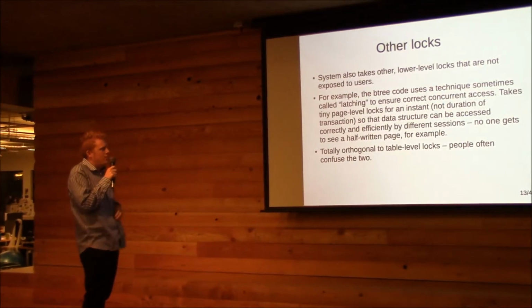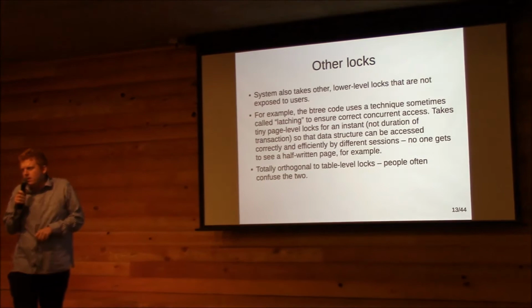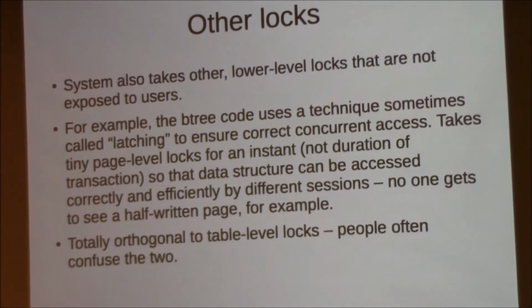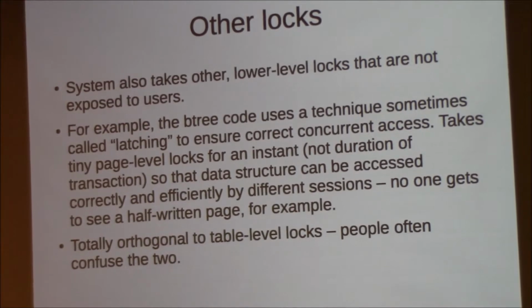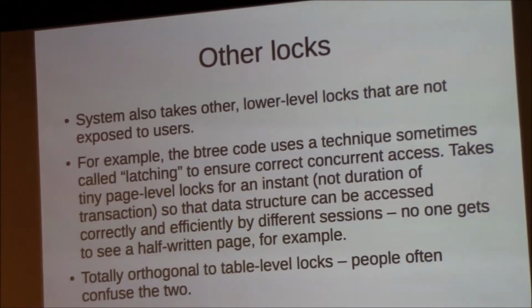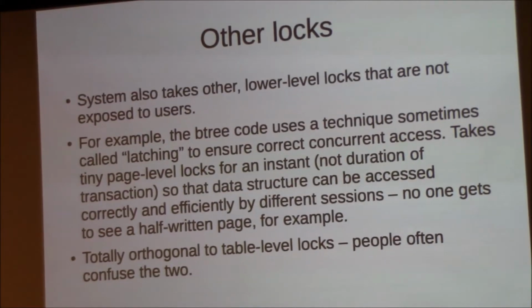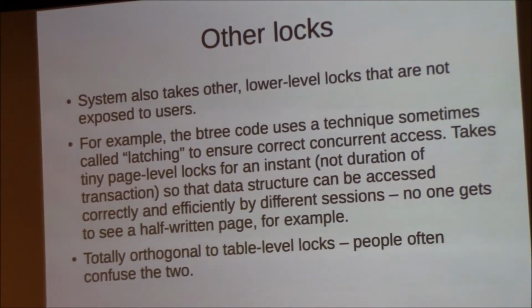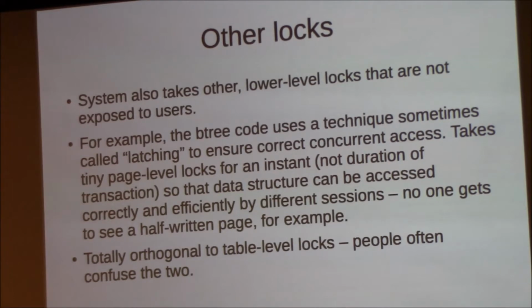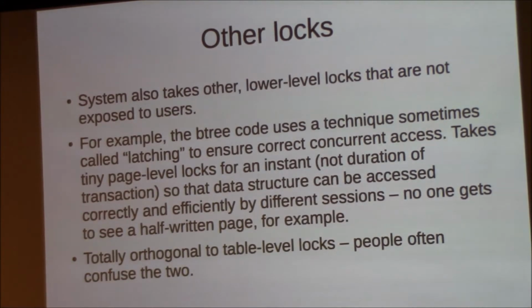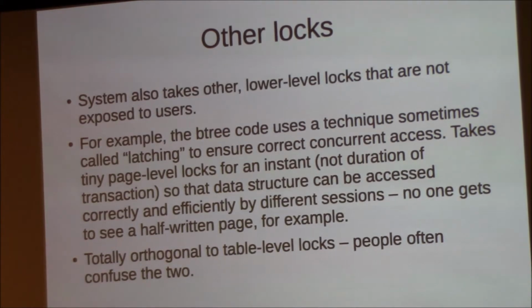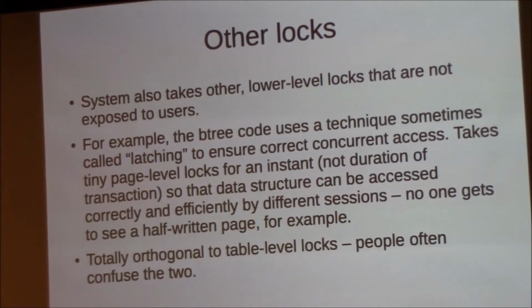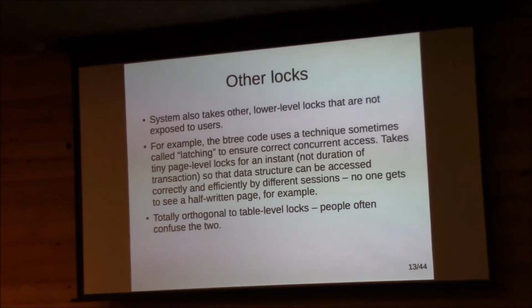There are other locks involved in the implementation of the database. The example I cite here, although there are many, is the B-tree index code, which is the index type you're going to want to use. Most of the indexes you'll have in Postgres will be B-tree indexes. If you declare a primary key or a unique constraint, under the hood, that is a B-tree index. This code uses a technique called latching to ensure concurrent access is correct. The session doesn't see any consistent view. This is totally orthogonal to table level locks. I only mention this because people tend to confuse the two, so it's worth being aware of that distinction.